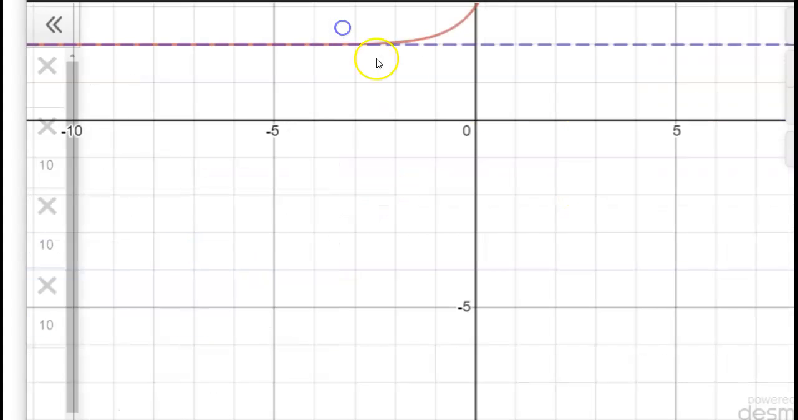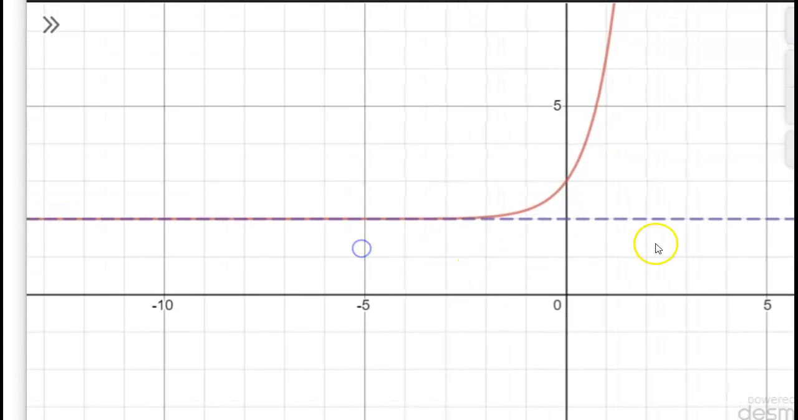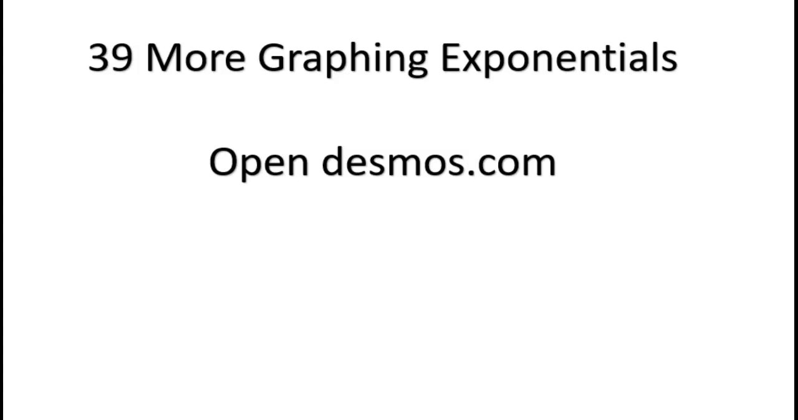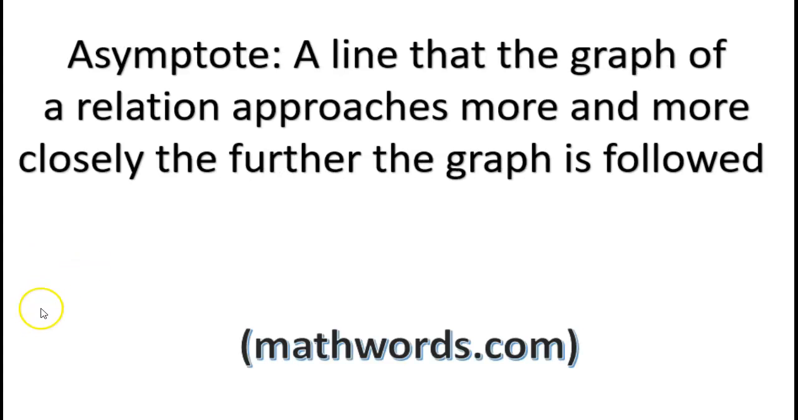The graph is getting closer and closer and closer to this line, but it's never actually touching it. What's this line called? This line here is called an asymptote. And most of the time when I make a graph, I put the asymptote in with a dotted line to show where the asymptote is. So, on your notes, the first thing that we need is the definition of an asymptote.